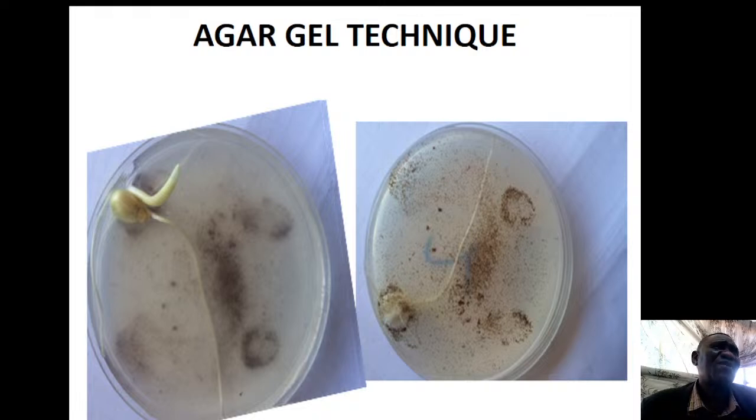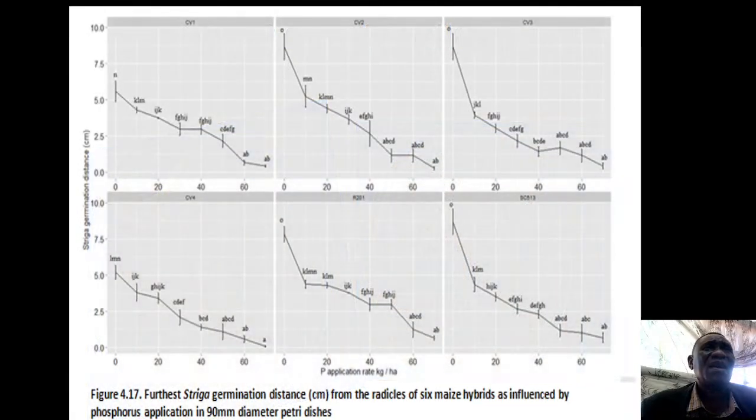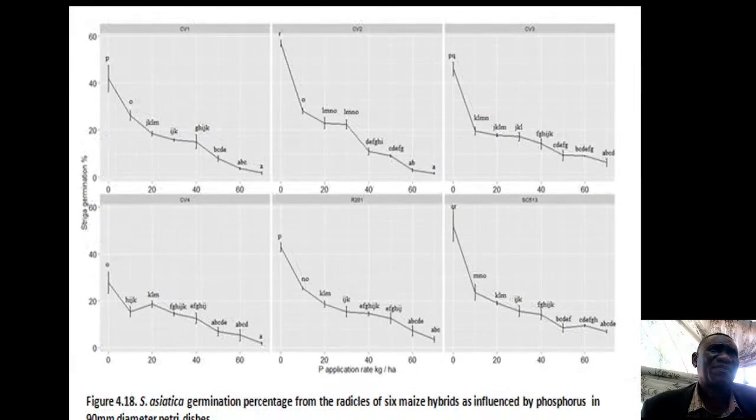The experiment was done also in petri dishes to follow germination of Striga by amending the agar with different levels of phosphorus. So using 6 maize genotypes, those graphs are actually showing that when phosphorus was increased, either the Striga counts or biomass was reduced. Same information.